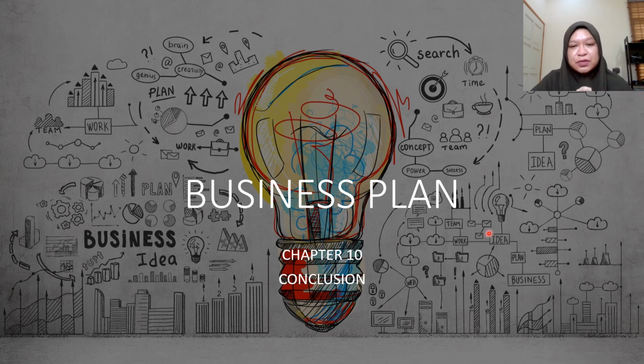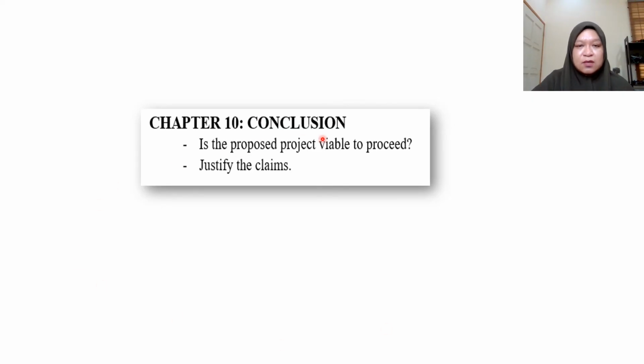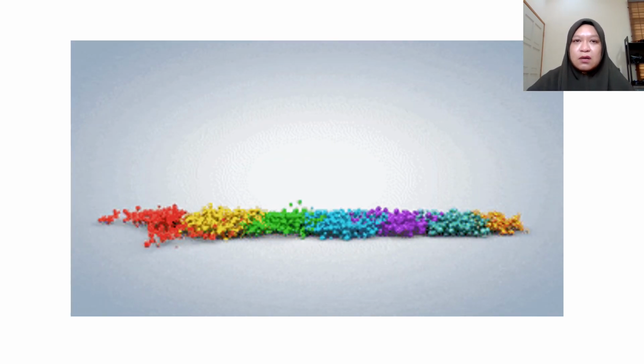Don't forget to do chapter 10, the conclusion, in your business plan. Chapter 10, conclusion, is: is the proposed business viable to proceed, justify the claim. So just state why you think that your business is going to be a success. Give the reason. Of course, you must be optimistic and positive that this business is going to succeed, and why. Remember that you prepare this business plan because you want to make a loan. So of course you want to show the investor or the bank that this is going to be a huge success.